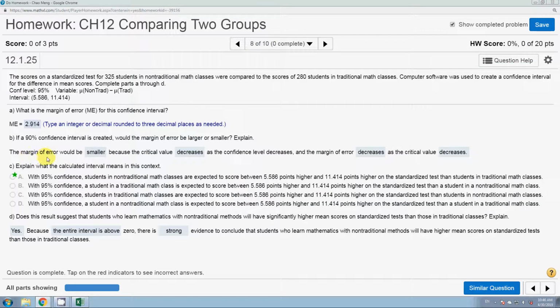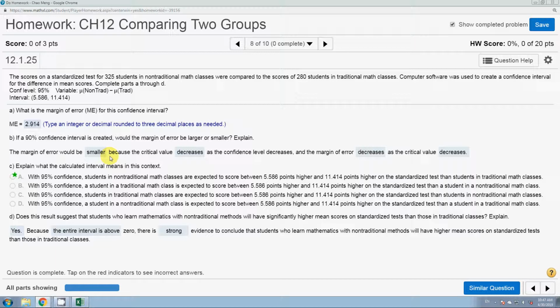So part B, if a 90% confidence interval is created, would the margin of error be larger or smaller? So we are decreasing the confidence level. So let's think about this. If you want to be less confident, then you don't have to have a very wide confidence interval because you want to be less confident. Then that means your margin of error will be smaller.